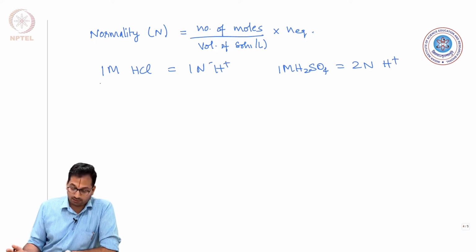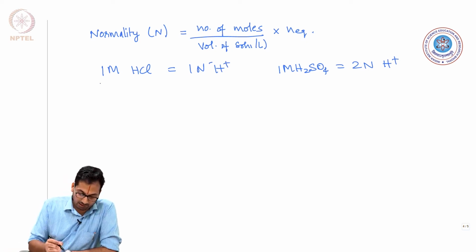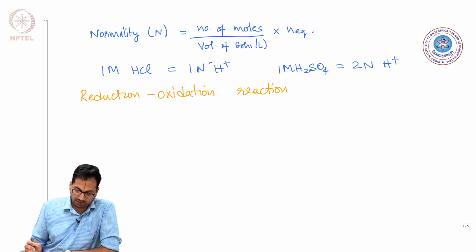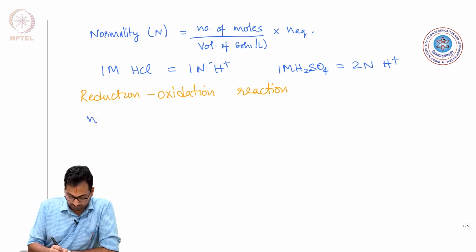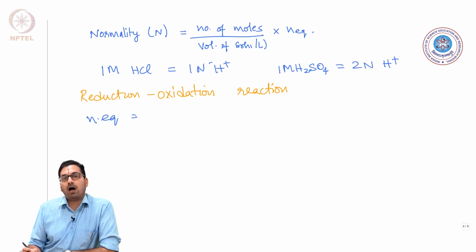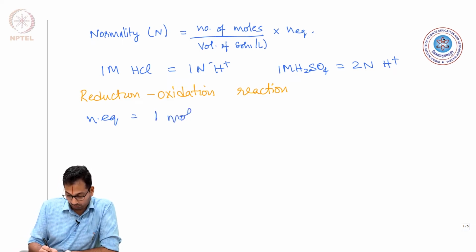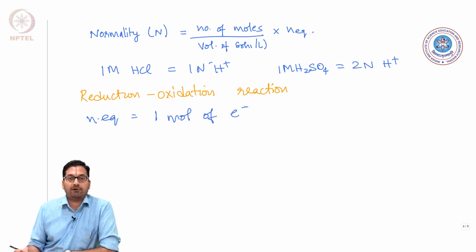We have just seen that the number of equivalents has been defined for a neutralization reaction. Let us quickly ponder how this gets defined for a reduction-oxidation, that is, a redox reaction. For a redox reaction, the number of equivalents will be equal to the amount of substance that furnishes or quenches, that consumes or produces, 1 mole of electrons.